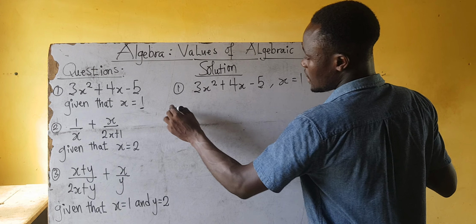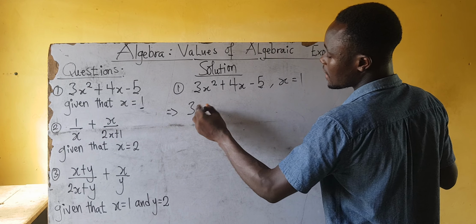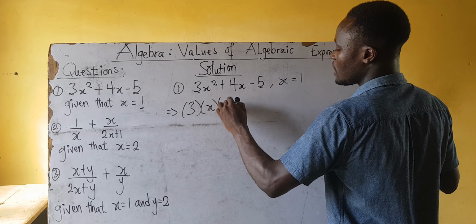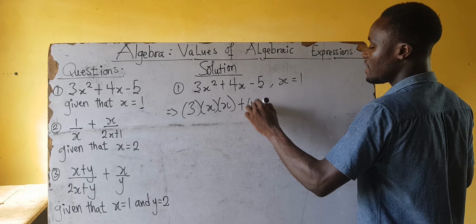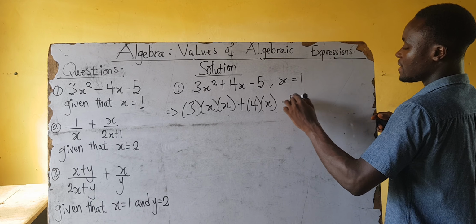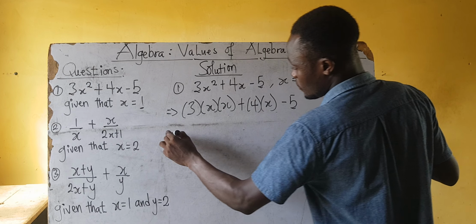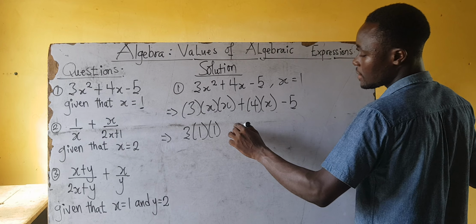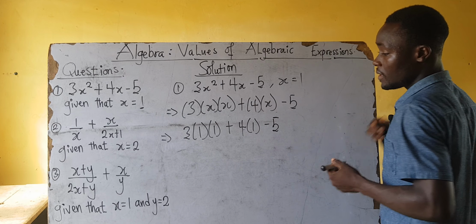Very good. Now my first approach: remember in mathematics, 3x squared simply means 3 is multiplying the variable x, and x is multiplying itself 2 times. Here I have plus 4 multiplying x. I believe you are following the concept. Then here I have minus 5. Wherever I see x, I'm going to substitute 1 over there. So mathematically, this can be expressed as 3 in a bracket, 1 multiplying another 1, plus 4 in a bracket, 1, minus 5. This is what it means.